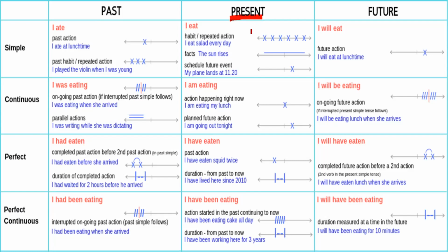While the present tense in simple form, I eat, like I eat salad every day, or the sun rises, or my plane lands at a certain time. The first usage is habit or repeated action, or for facts, or a scheduled future event.